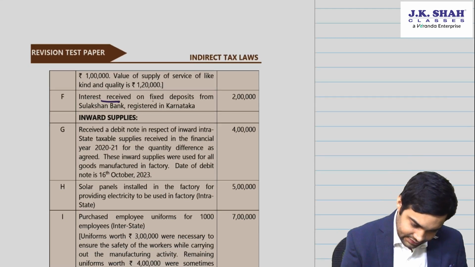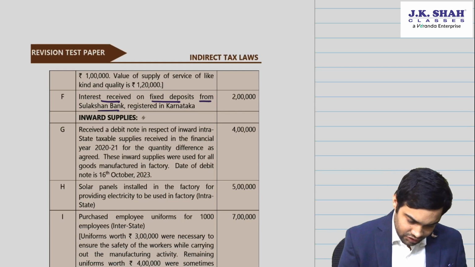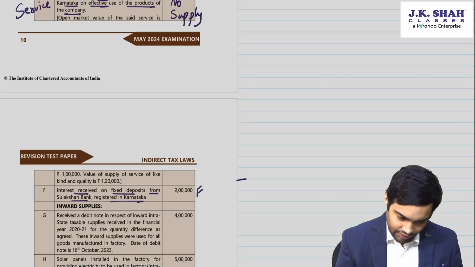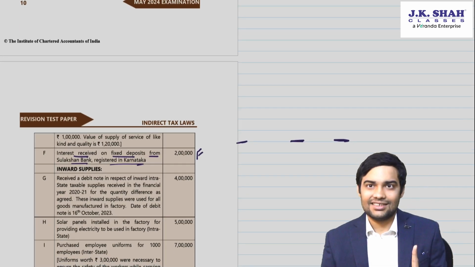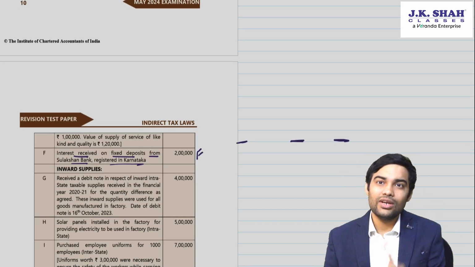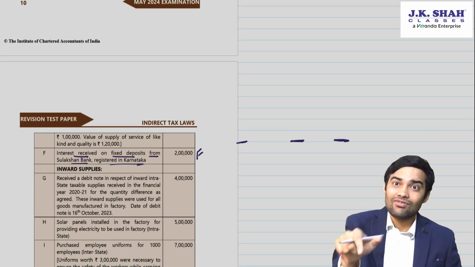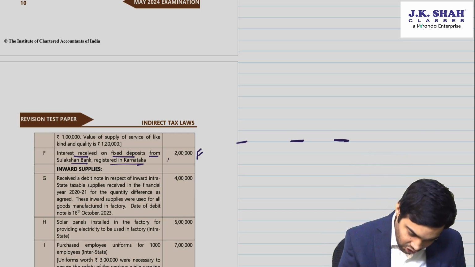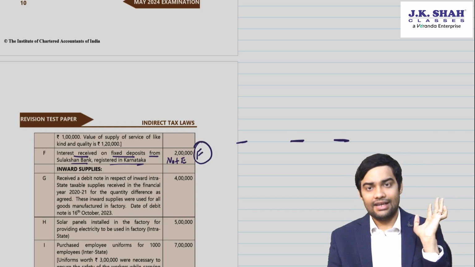Okay. Interest received on fixed deposits from Sulakshan Bank registered in Karnataka. Will you charge output? No, but this will become part of F. Sir, will it become part of E? Sir, it is exempt now. People, interest received is excluded from E. You remember interest on loans, deposit, advances, except interest earned by banks or financial institution. So for everyone else, interest will be excluded. So it will not form part of E, but it will form part of F, because F will be total turnover. It will be included in F.